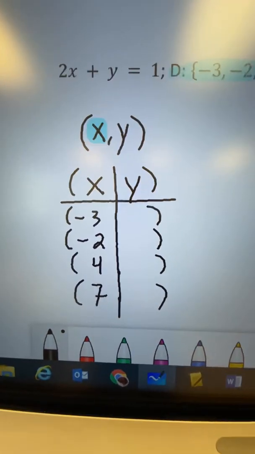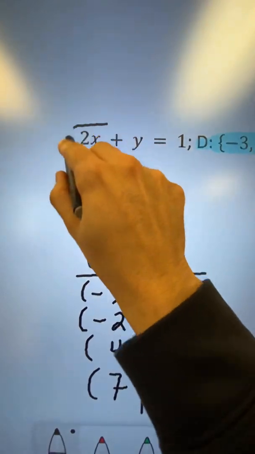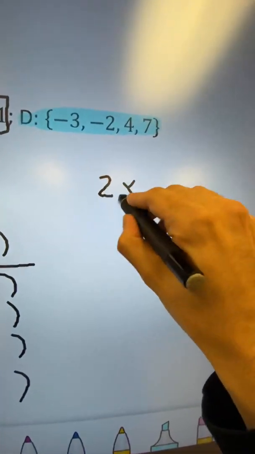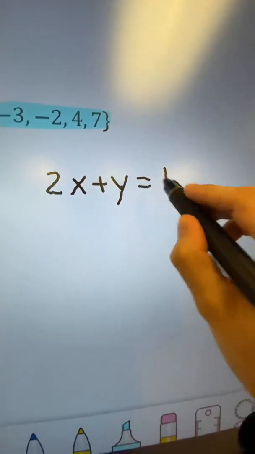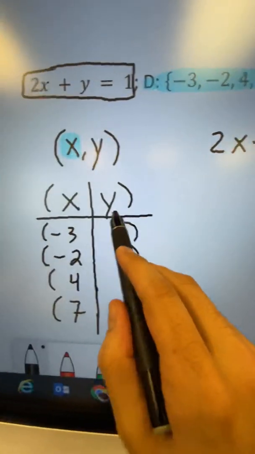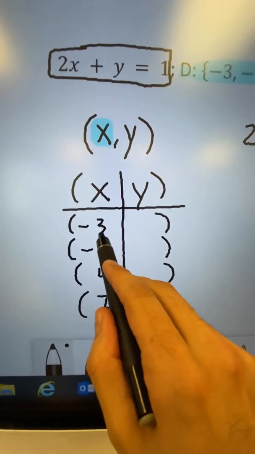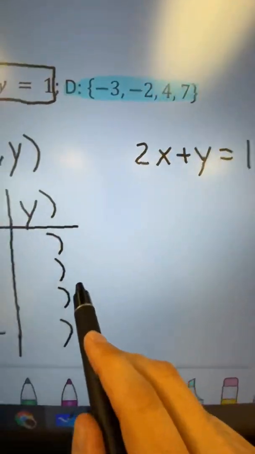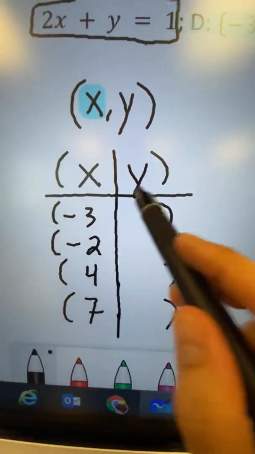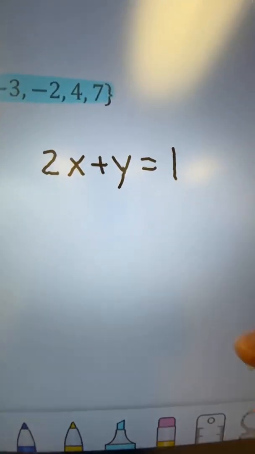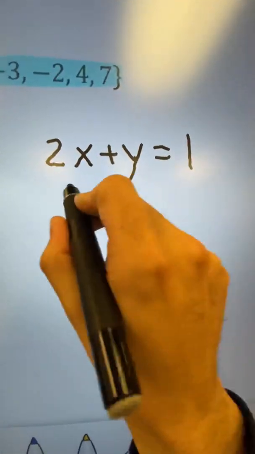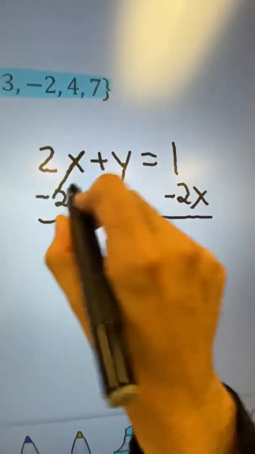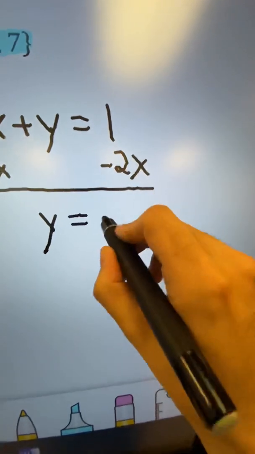the graph. Since they gave me the equation over here, this is my equation, 2x plus y equals 1, I can use the equation to find out what the outputs are for each of these inputs. In other words, you just take the x value, substitute it for x, and then solve it for y. You could do that for each one, but I'm actually going to solve this for y first to save some time. So to solve for y, I'm going to subtract 2x from both sides, and I'm going to get y equals 1 minus 2x.